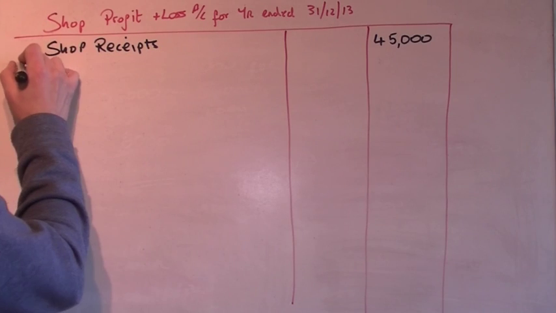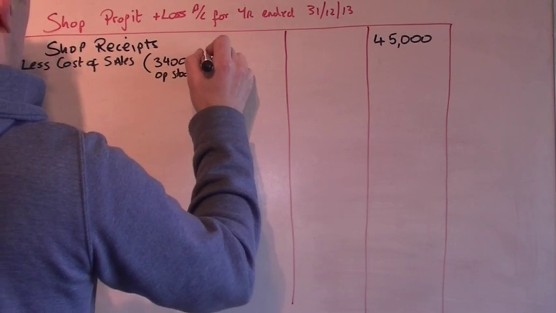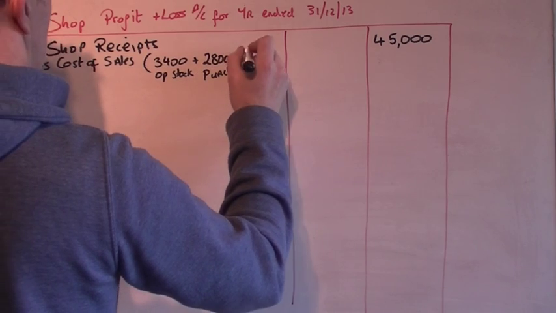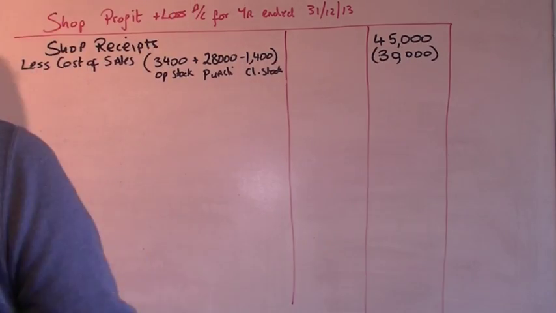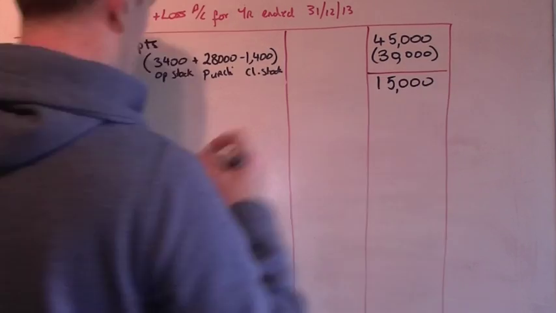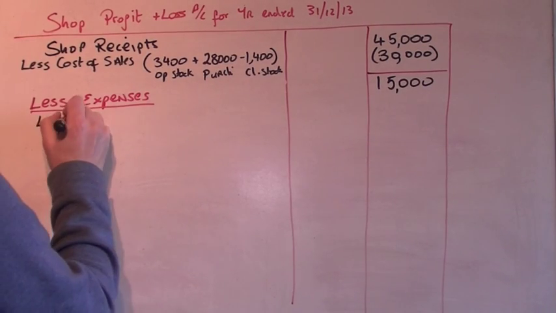Part B of the question asks us to put together a shop profit and loss account for the year. So we begin with our shop receipts or sales of 45,000, less our cost of sales, which is made up of opening stock plus purchases minus closing stock. That's 30,000. So that gives us 15,000, what we would normally call gross profit.